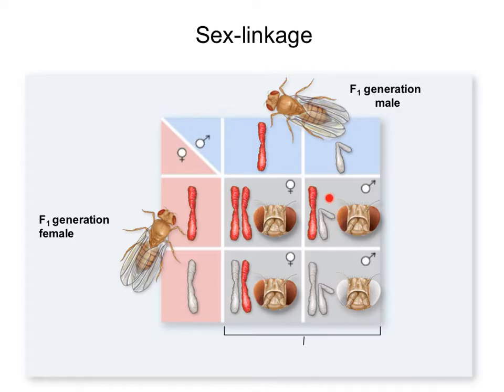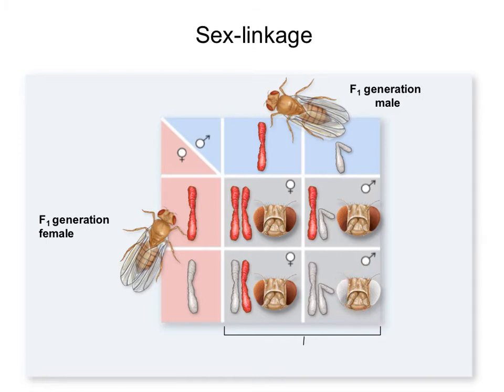And the males, they received the Y chromosome from the dad, and the X chromosome, half of them received the normal X chromosome that the mother has, and the other half received the chromosome with the white eye allele from the mother. So half of the males would have white eyes.